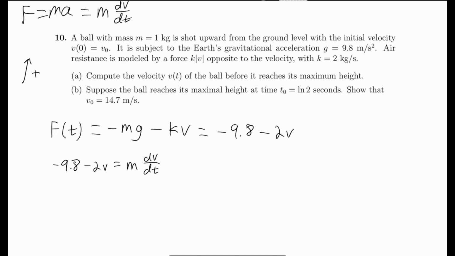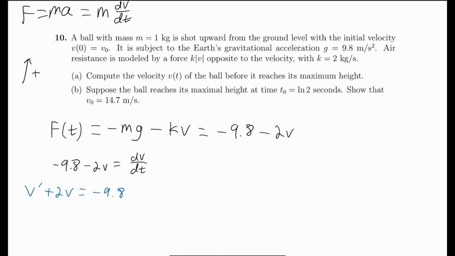Remember here m is 1, so we can divide everything by 1. It doesn't change, and we'll get rid of that mass term. And now we have a differential equation for velocity set up. At this point, you can solve this differential equation because it is just a linear differential equation. If we rewrite this, we'll get v prime plus 2v is equal to negative 9.8.